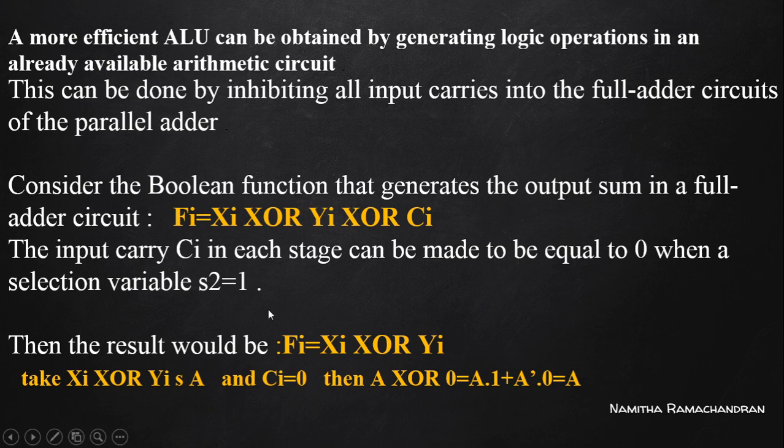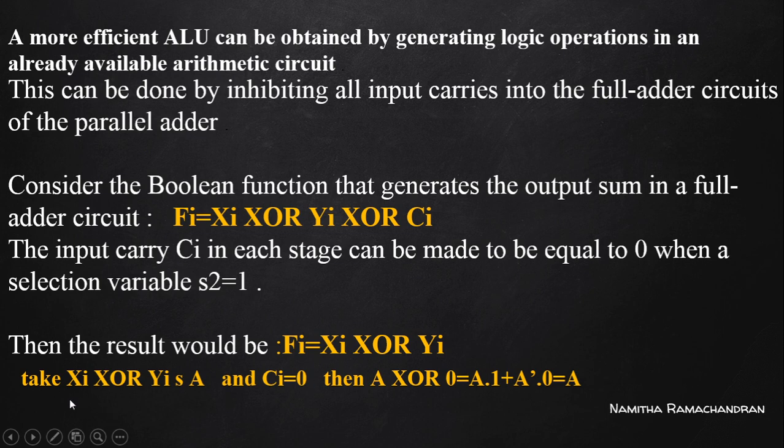So whenever we start to perform a logical operation, how do we identify that we are going to perform one? This is based on the value of our S2. Whenever this S2 becomes 1, we want to perform a logical operation, right? So in that case, make the Cin value equal to 0. Based on that, Cin equal to 0, this full adder circuit expression is modified like this. When the Cin value becomes 0, this full adder output function becomes xi xor yi only.